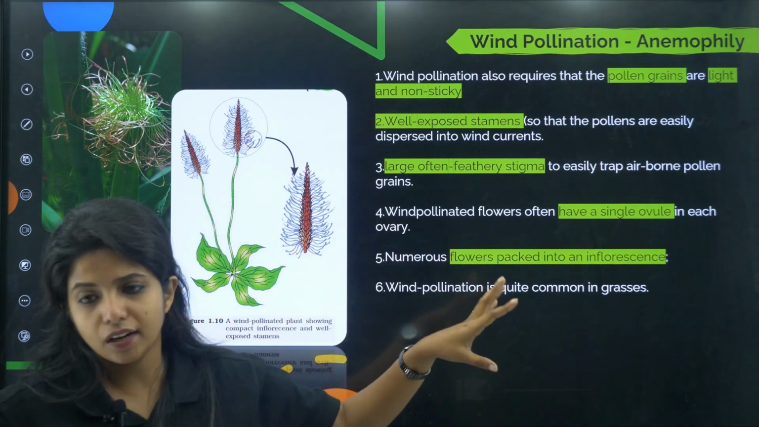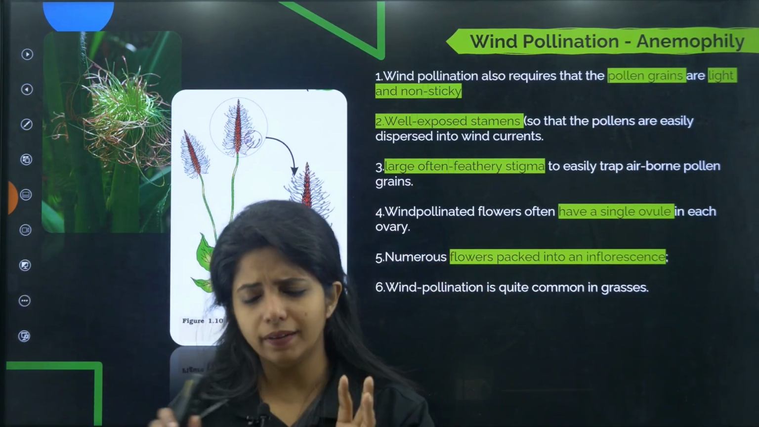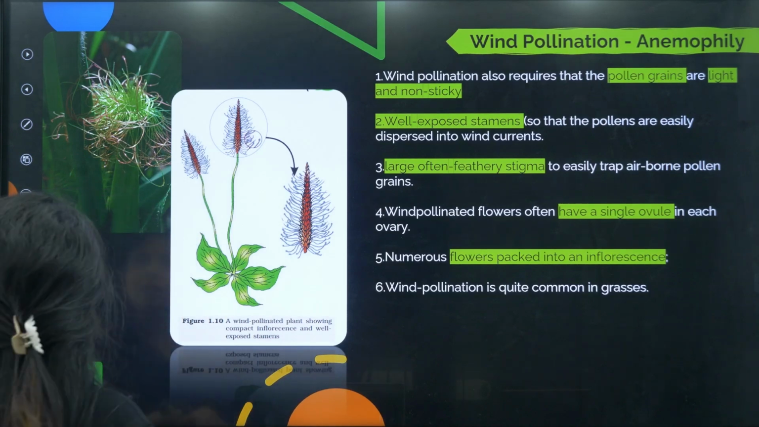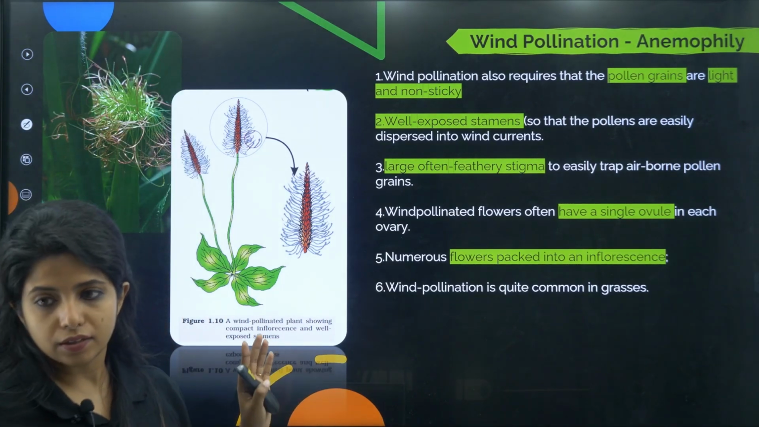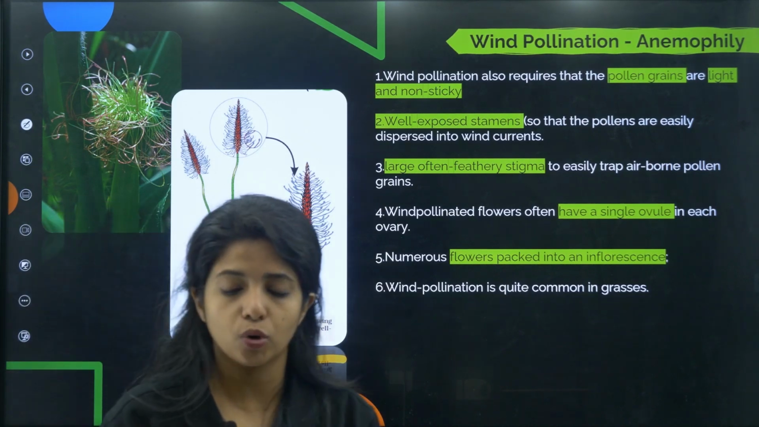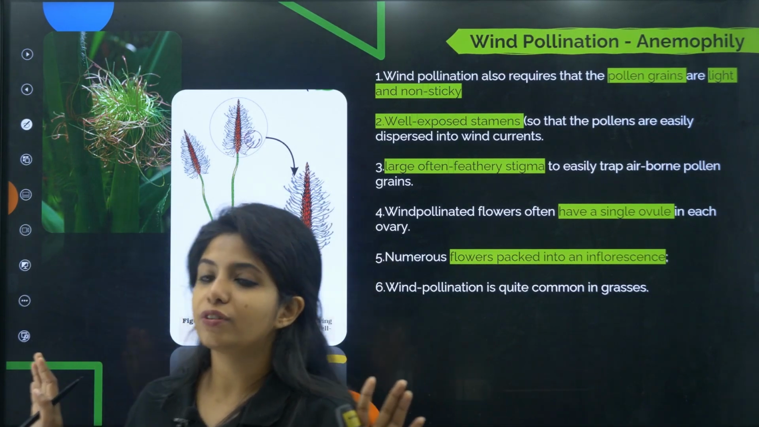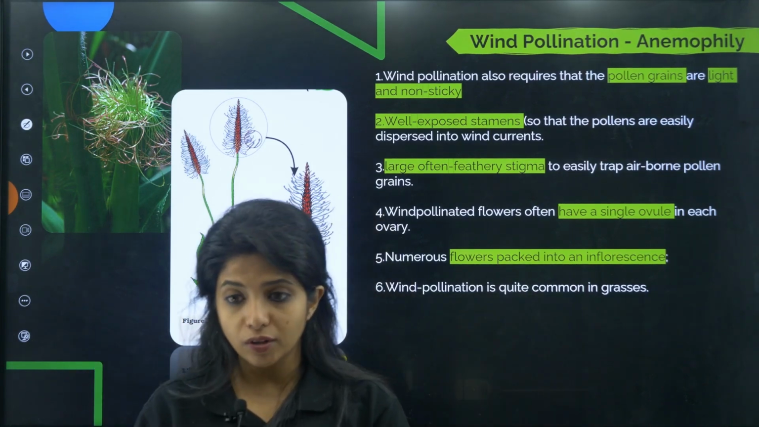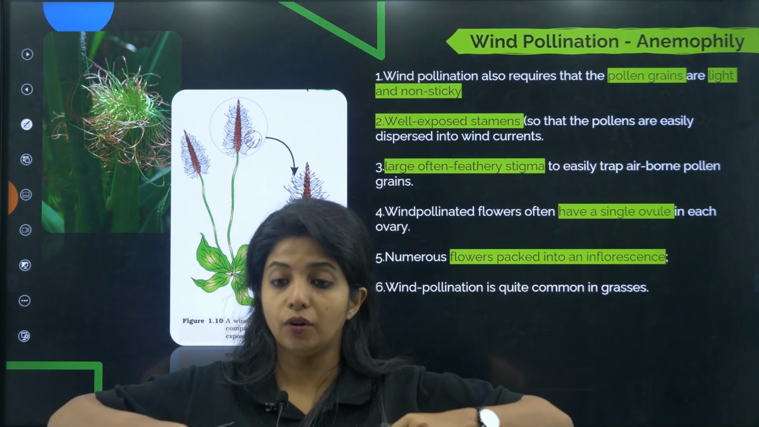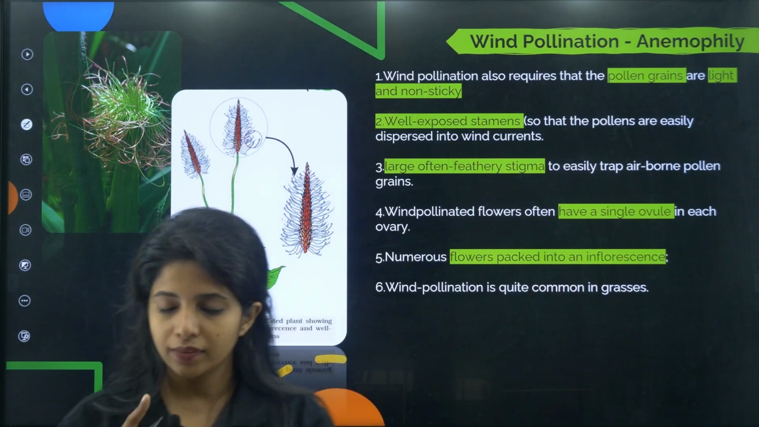Now these lines are exactly from your NCERT. I just did a little bit of cut up, that's all, because all the points of your NCERT are really, really important. So for wind pollination, what are the criteria? Pollen grains have to be light and non-sticky. If it is sticky, then obviously it will stick there, it won't move around. We do not want that. In the wind, it should move. So it should be non-sticky and should be light. If it's heavy, then obviously it cannot move around.